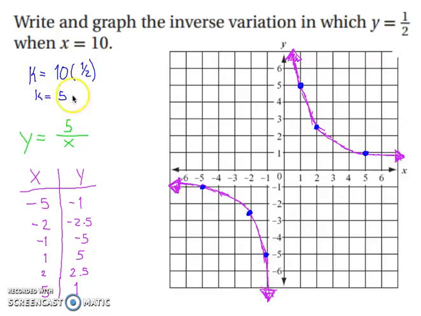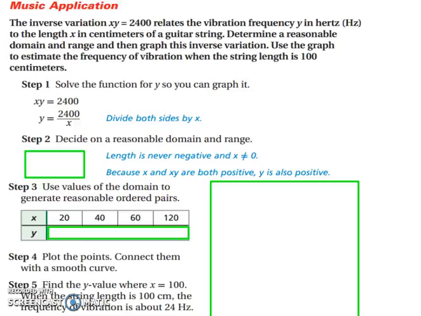So step 1, find your k value. Step 2, write your inverse variation function. Step 3, make a table of values. Step 4, plot your points. So now let's try a music application.